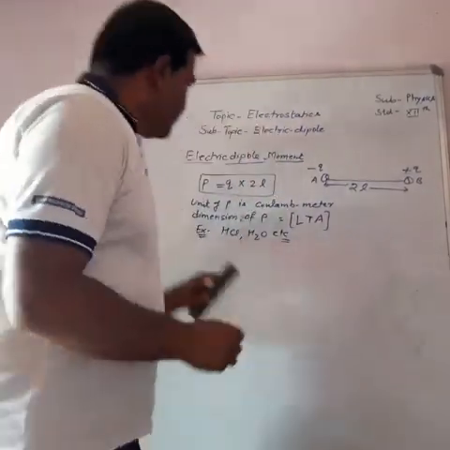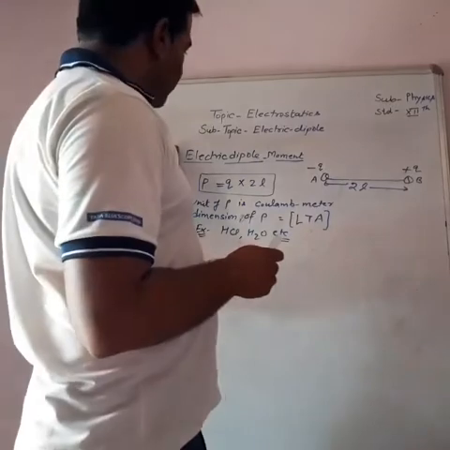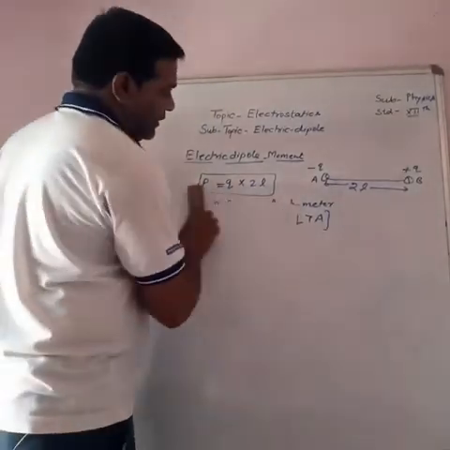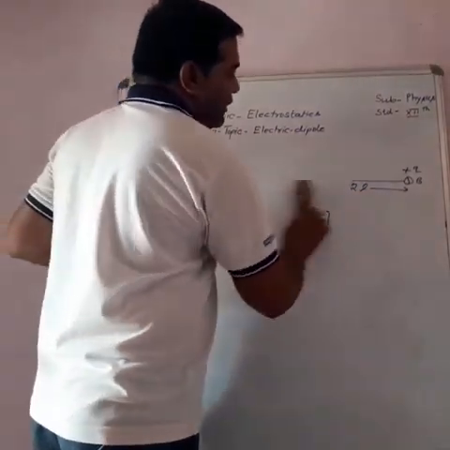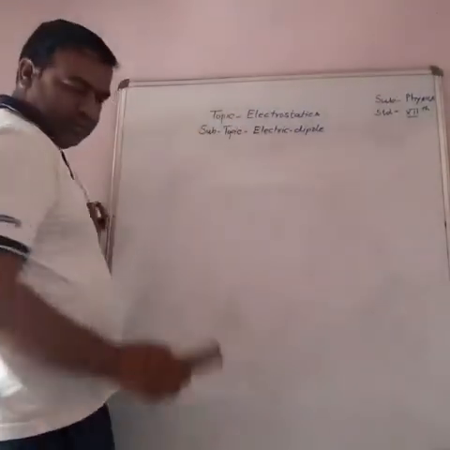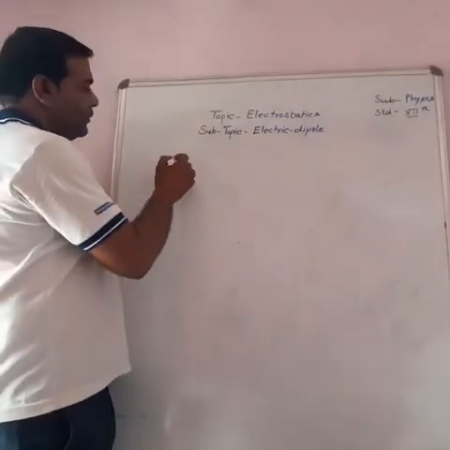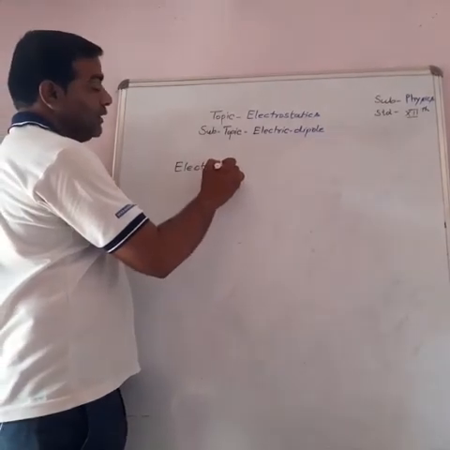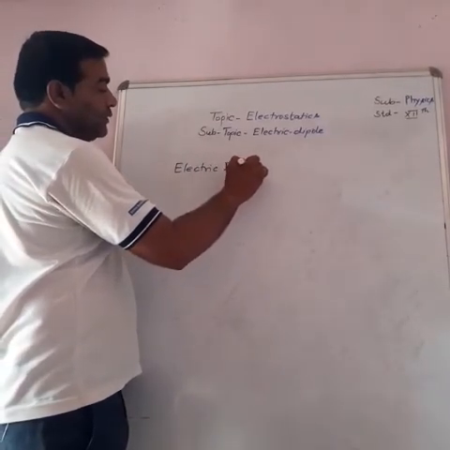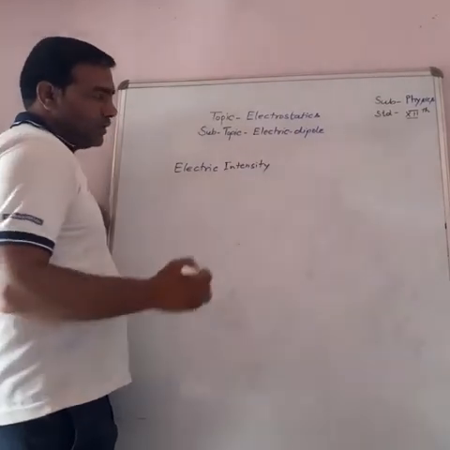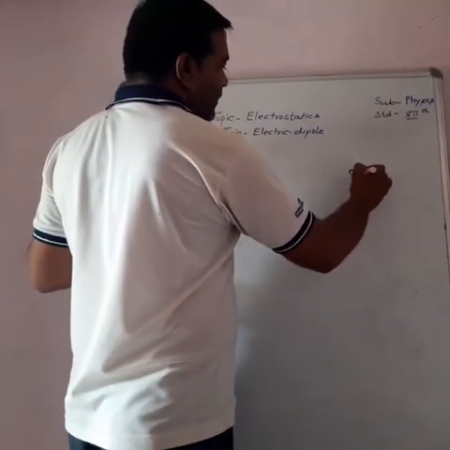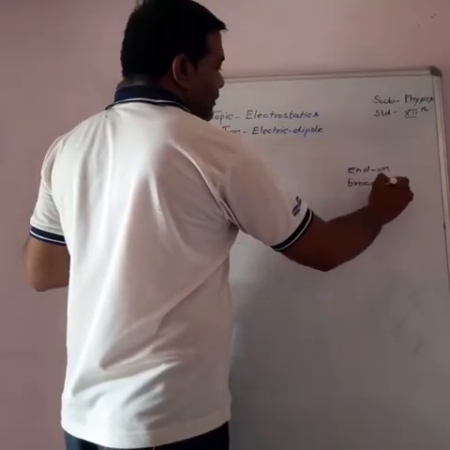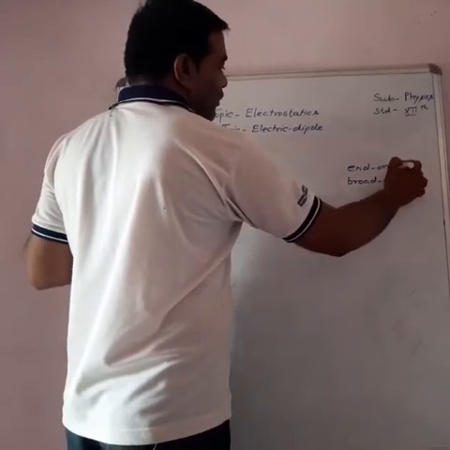Now, after electric dipole moment, here is the application of electric dipole. By electric dipole, we can find electric intensity in two positions. First, the end-on position, or second, the broadside on position.